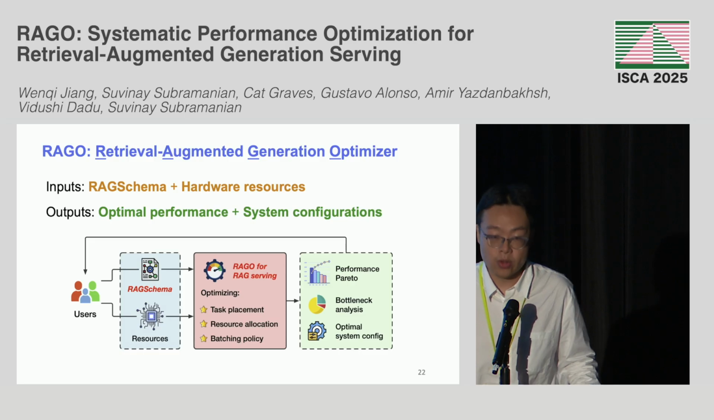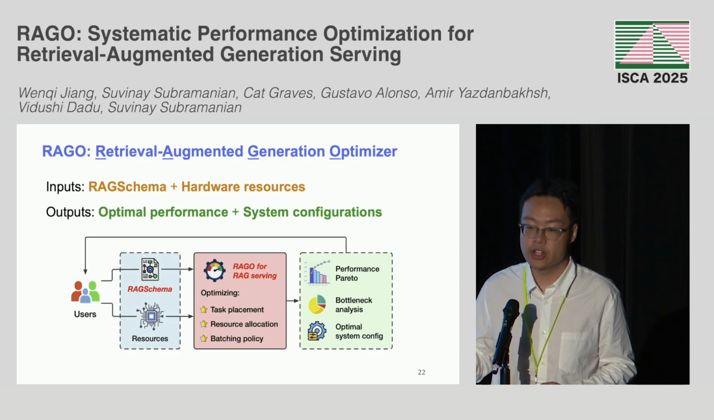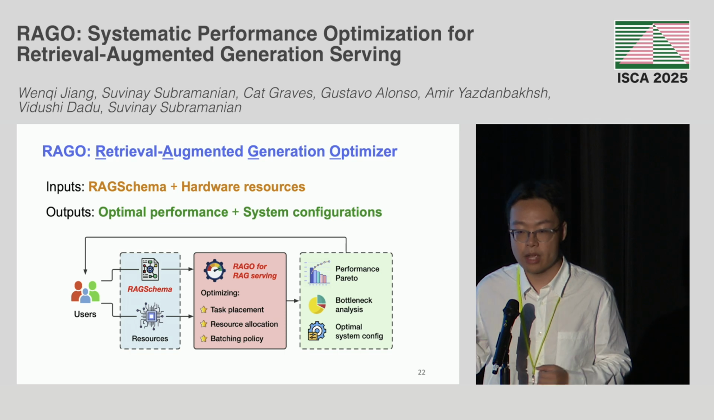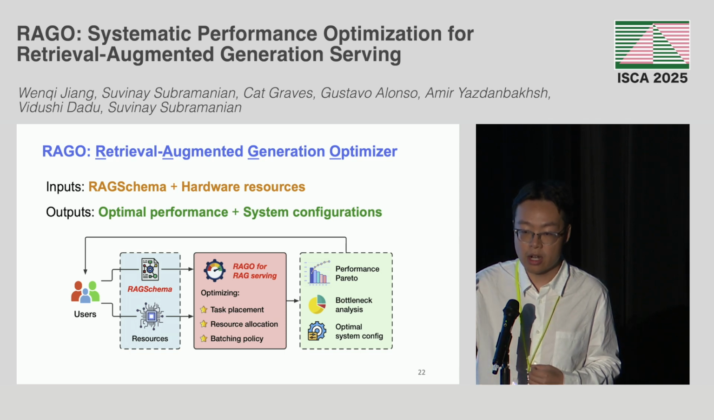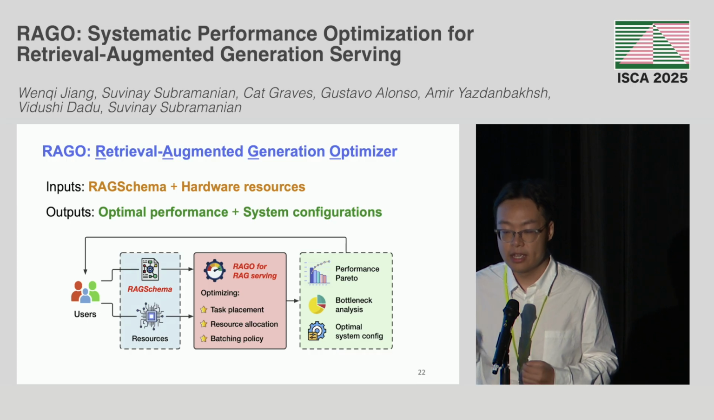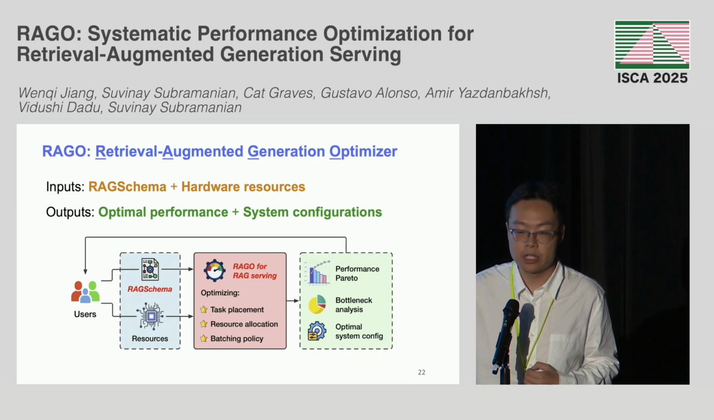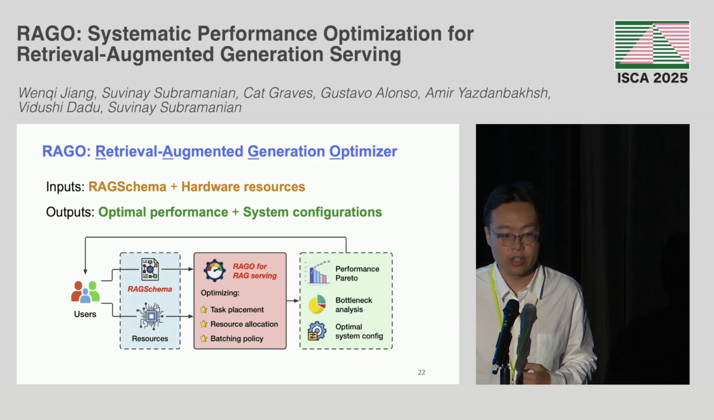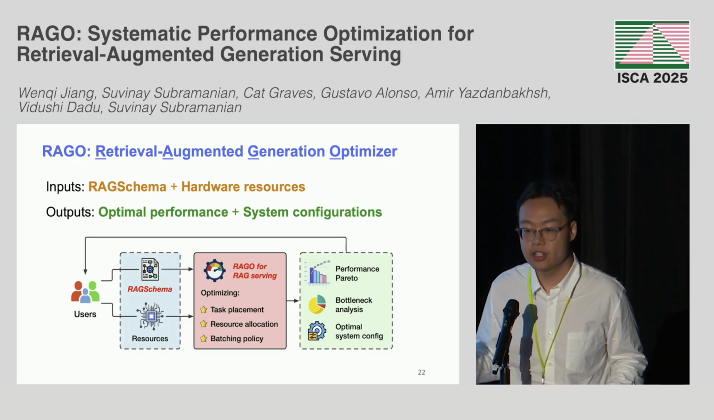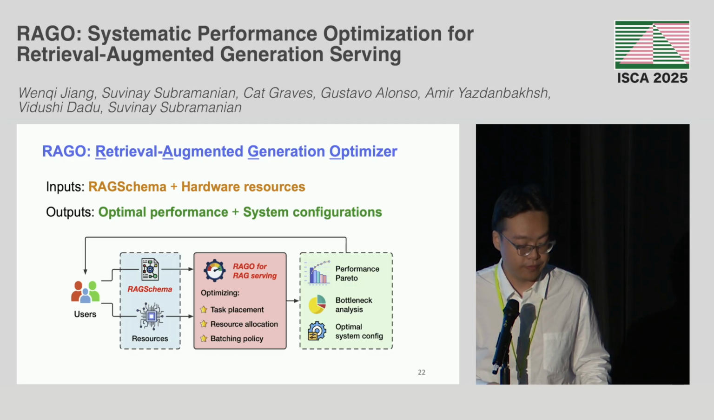To this end, we propose RAGO, which stands for Retrieval-Augmented Generation Optimizer. Given an arbitrary RAG algorithm described by a RAG schema, and also your hardware resource budget, RAGO can navigate the system design space in order to search for the performance Pareto frontier, and also return the optimal system configuration. Now let me introduce the system design decisions in RAGO with an example.